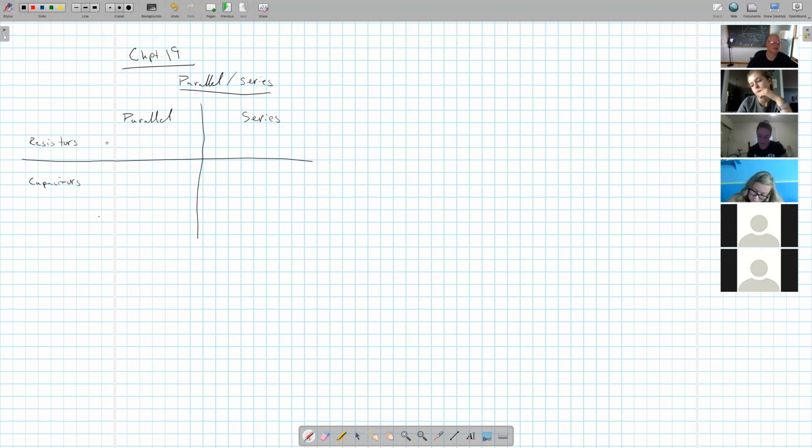Great. So resistors in parallel, we add them inversely. So we have 1 over Req is equal to the sum over 1 over the resistances. And in series, we simply add them together. So Req is equal to the sum over i of Ri. For capacitors in parallel, it's just the opposite. So Ceq is equal to the sum over all the capacitances. So we simply add them together. And in series, that's when we add them inversely. So 1 over Ceq is equal to the sum of 1 over all the capacitances.